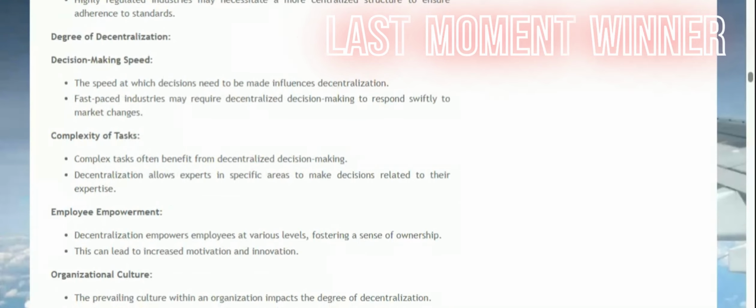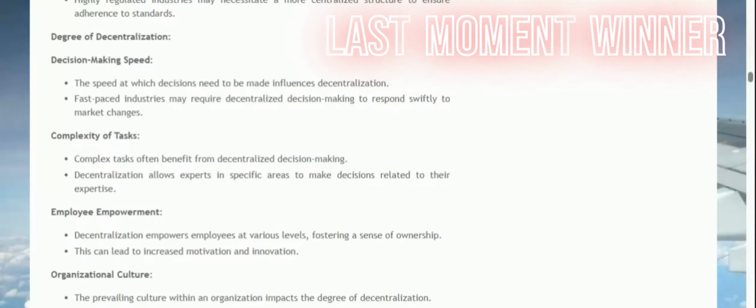Complexity of tasks. Complex tasks often benefit from decentralized decision-making. Decentralization allows experts in specific areas to make decisions related to their expertise. Employee empowerment. Decentralization empowers employees at various levels, fostering a sense of ownership. This can lead to increased motivation and innovation.